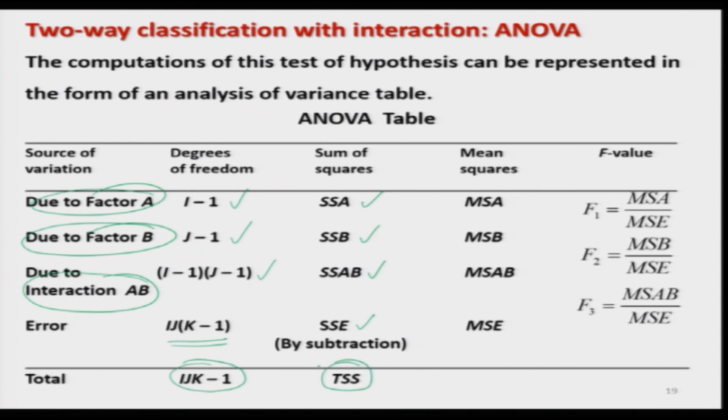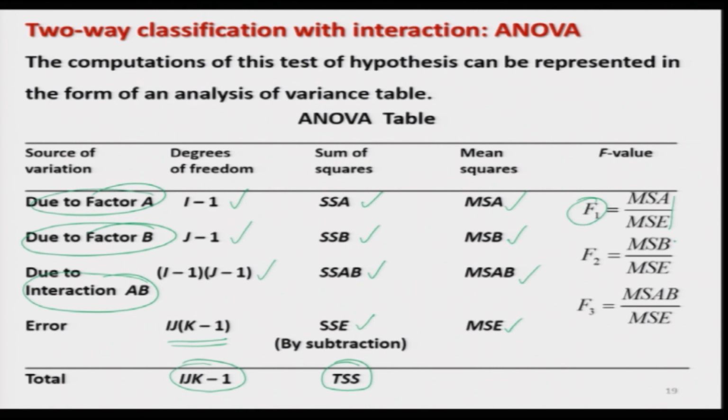Because we are going to use the Fisher-Cochran theorem, it is important that we obtain the SSE by subtraction, so that the Fisher-Cochran theorem holds and we can use the property of additivity of the chi-square distribution and their corresponding degrees of freedom. Then you can obtain the mean squares due to A, B, AB and MSE, and if you take the ratio of MSA upon MSE, that will give you the F statistic F1.